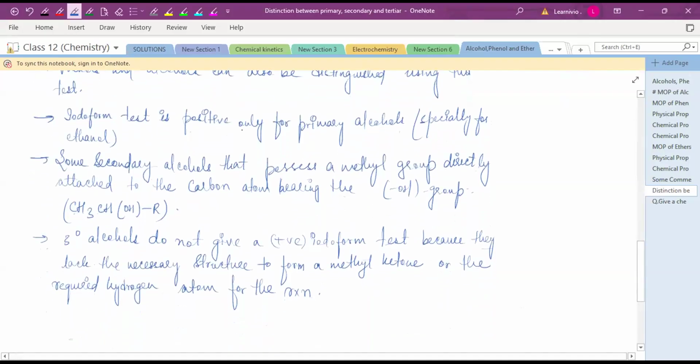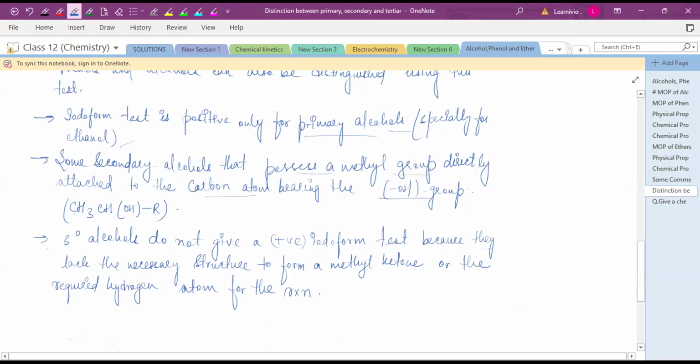The iodoform test is positive only for the primary alcohol, especially for ethanol. But some secondary alcohols also give this iodoform reaction, if the secondary alcohol possesses a methyl group directly attached to the carbon atom bearing the OH.